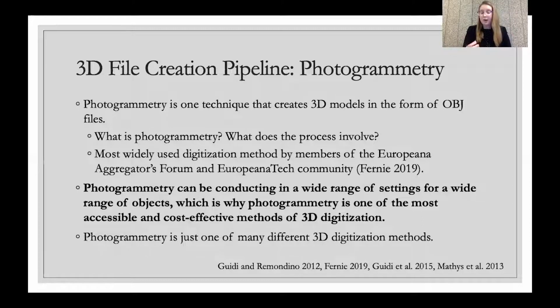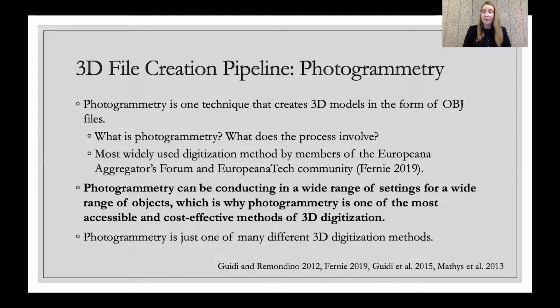Most literature surrounding digitization of small to medium-sized museum objects focuses on photogrammetry and structure from motion approaches, given its accessibility and cost-effectiveness in comparison to other 3D digitization techniques. Even though photogrammetry is the most accessible, it is still out of reach of most medium to small-size cultural heritage institutions in the field.